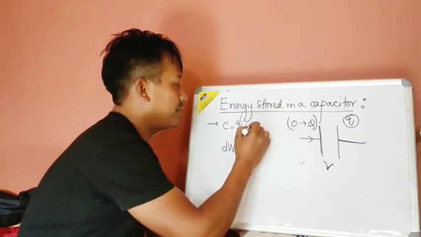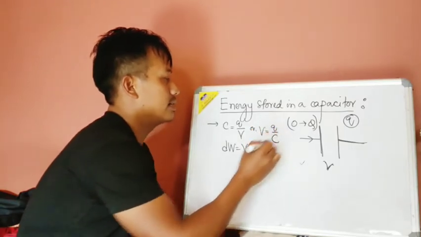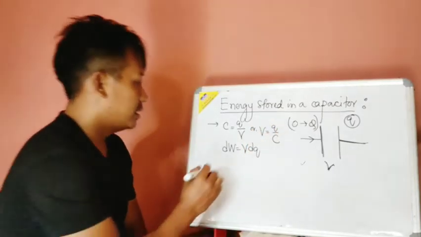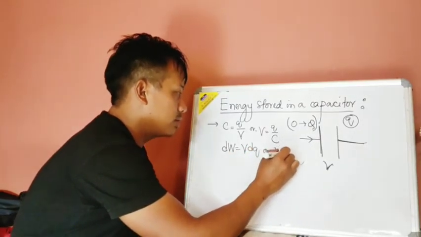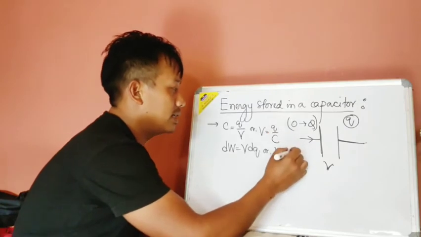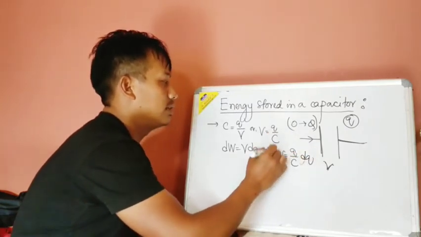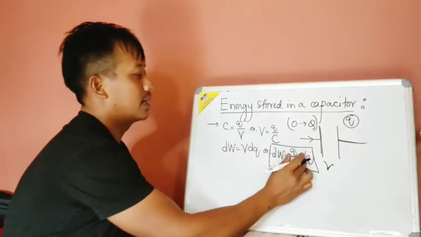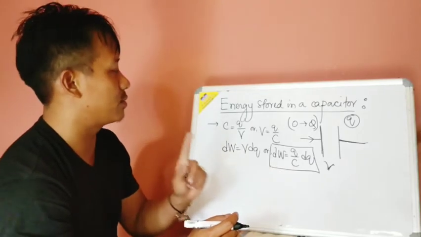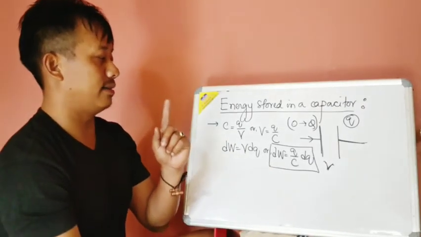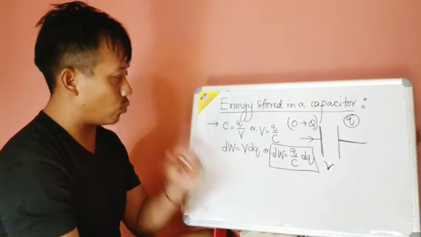Let us find V from here. V will be q by C. Then dW will be q by C dq. This is the small work done in charging the capacitor by dq. This work done is stored as energy.